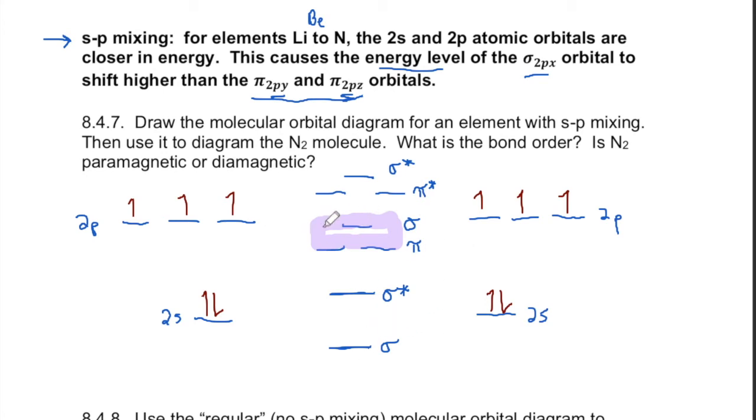And in the other 3 elements of the second period, oxygen, fluorine, and neon, these 2 are reversed. The sigma bonding is lower in energy than the pi bonding. But for the first 5, lithium, beryllium, boron, carbon, and nitrogen, the sigma bonding is higher in energy than the pi bonding. So we draw the molecular orbital diagram like this.